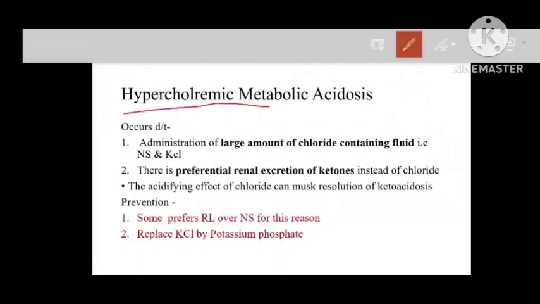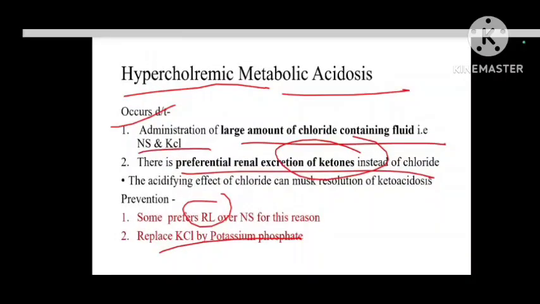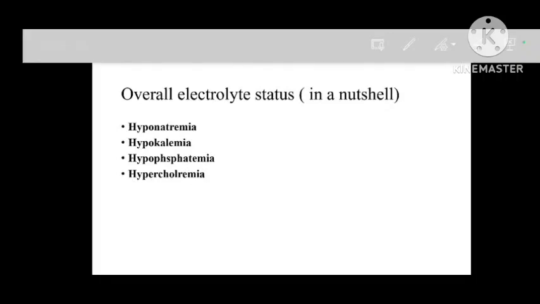Now there is hyperchloremic metabolic acidosis in case of DKA. Why does it occur? Due to administration of a large amount of chloride containing fluid like normal saline and KCl, there is preferential renal excretion of ketones instead of chloride. How to prevent it? You can use Ringer lactate or replace KCl by potassium phosphate. Now, overall electrolyte status: there is hyponatremia, hypokalemia, hypophosphatemia, but there is hyperchloremia.